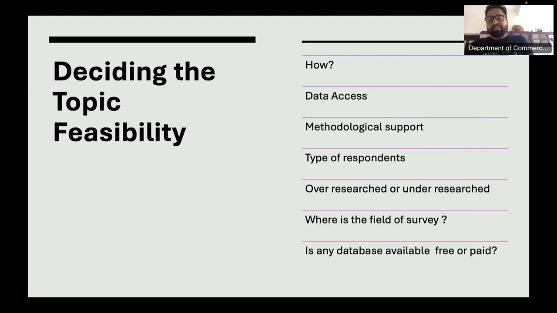So where is the field of survey, and whether any databases are readily available, like sometimes free databases, sometimes some are paid. Sometimes your university may subscribe some data you can access. Sometimes like Bloomberg provides a paid database, you have to pay for getting data access. So all these things are checking the feasibility. So the supervisor may check your feasibility of each topic.